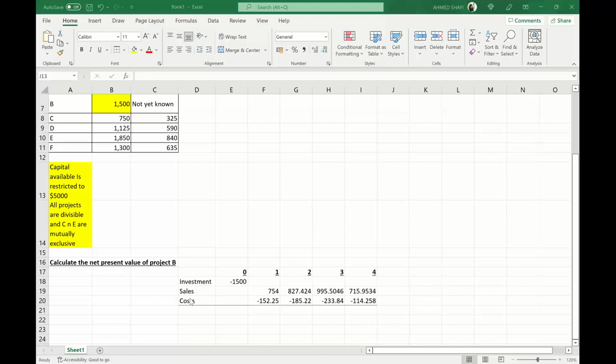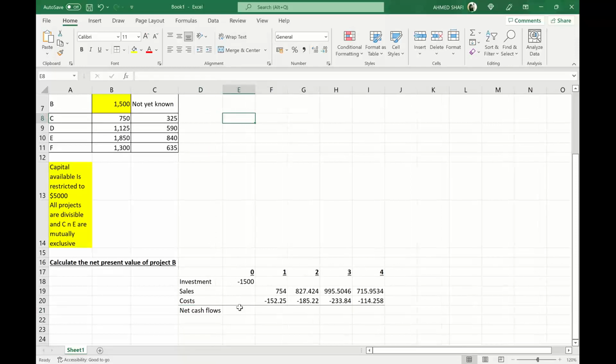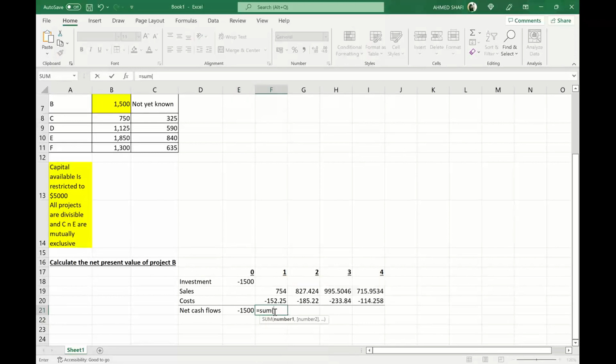Okay, so once we have investment and sales and cost, there was no information apart from these cash flows from Project B, because if there had been any other cash flows, we would have taken them as well, but only these cash flows were given. So now when you are sure that there are no other cash flows, you net them all to get net cash flows. So net cash flows of year 0 seem to be 1500 negative. And for year 1, we will take the difference.